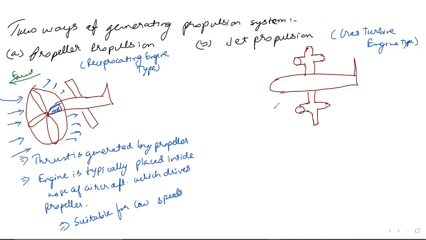In a jet engine, what happens? Here the air comes in. This is the engine system, and here it goes out. This way it creates forward force, that is thrust. So this is the jet engine, the gas turbine system.